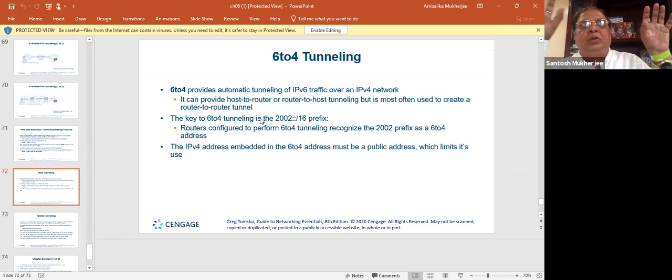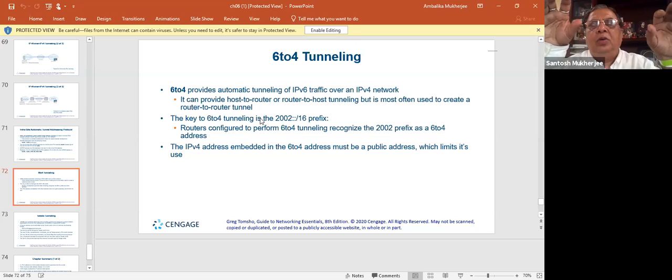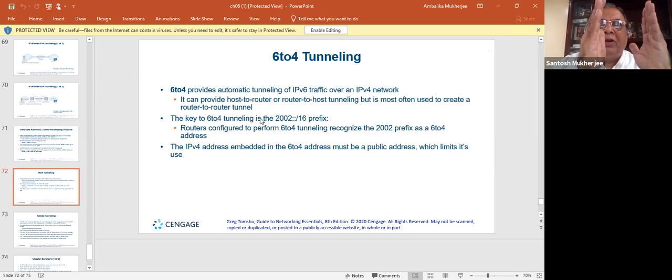Basically, as I said to you, this is the host and this is the application server. Between them, this is the IPv6 to IPv4. We have one router which is interfacing between IPv6 and the IPv4 network, and then again we have a router interfacing between IPv6 and IPv4, and again we have an IPv6 host. So this is the whole tunneling from 6to4. The key of 6to4 tunneling is the 2002 prefix. The router is configured to perform 6to4 tunneling, recognized as a 6to4 address.